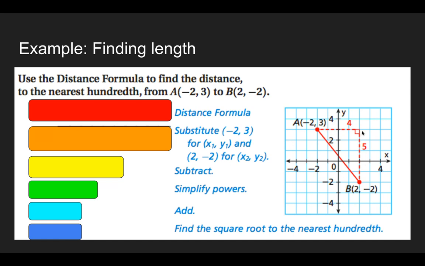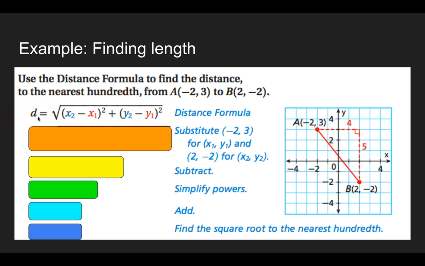And I gave you a graph here that has the length of the line segment that we're looking for, but it also shows you that right triangle if you wanted to use Pythagorean theorem with 4 squared plus 5 squared equals c squared, okay? But we're going to use distance formula. So remember, distance formula is x2 minus x1 squared plus y2 minus y1 squared, and then you take the square root of all of that.